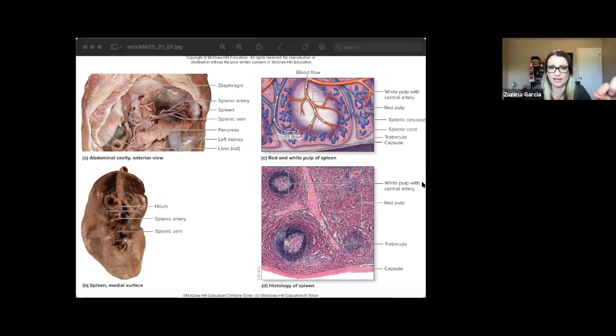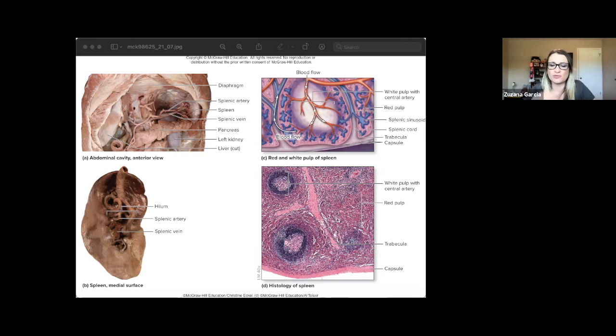Spleen does have a pretty thick capsule, and then internally it's divided into red pulp and white pulp. White pulp are the nodules, so they look similar to what you saw in the lymph node, right? The darker edge and the lighter center, but they're not the same. So these round or oval structures are known as the white pulp. Everything else that surrounds those nodule-like things is the red pulp. The red pulp is the red stuff, and the white pulp are those nodule-like looking things.